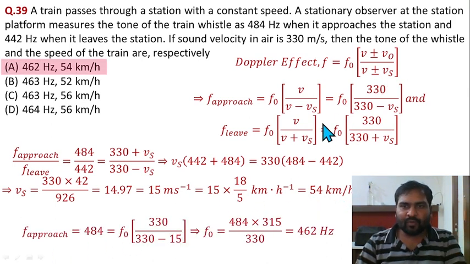Now put the value of the source velocity in this expression. F approach equals 484, equal to F0 times 330 divided by (330 minus 15). After solving it, you will get F0 equal to 462. So the train speed is 54 km per hour, and the tone of the whistle is 462 Hz. Option A is correct here.